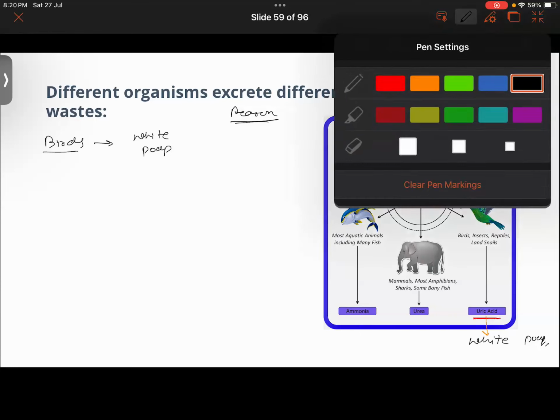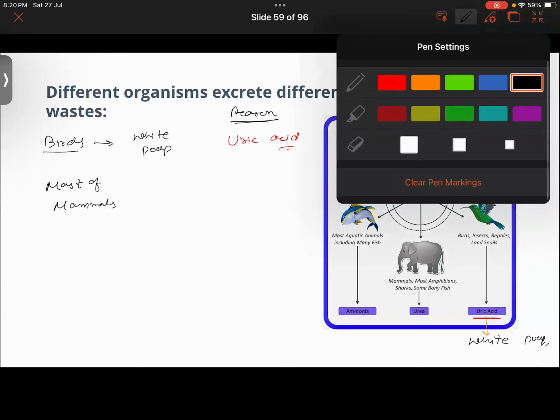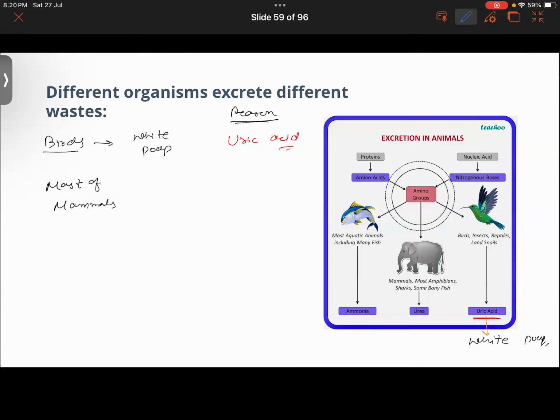Sir, because of uric acid. Good. Most mammals, is it because there's less uric acid, or a high amount of uric acid? High amount, okay. Then another question: the waste of mammals, what do they contain? Look at the image. It contains urea, particularly urea.